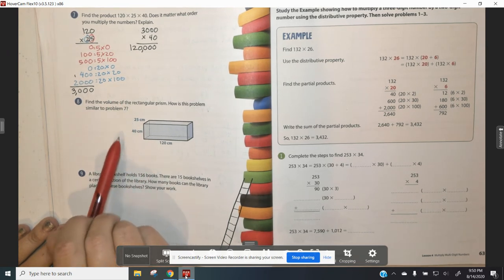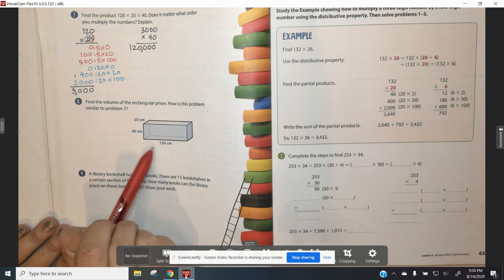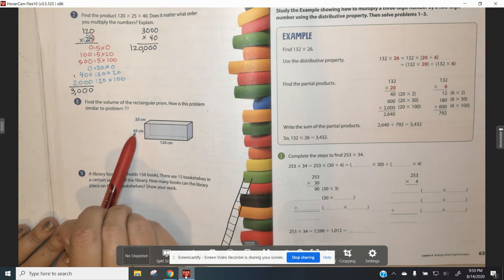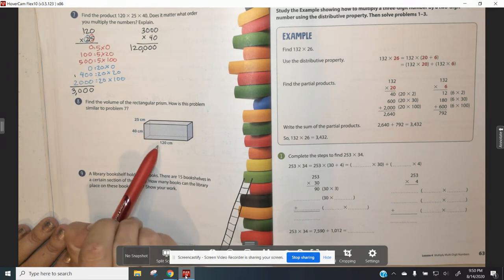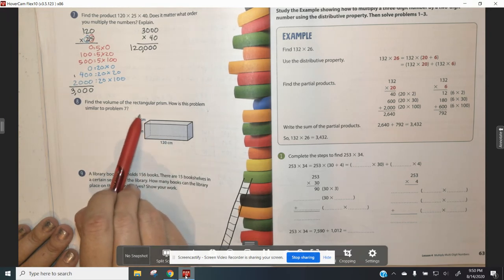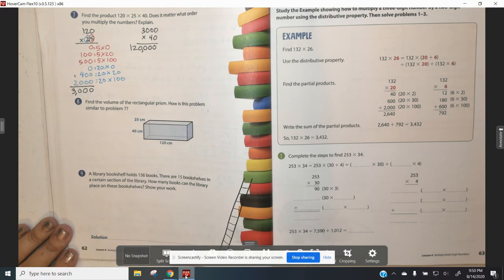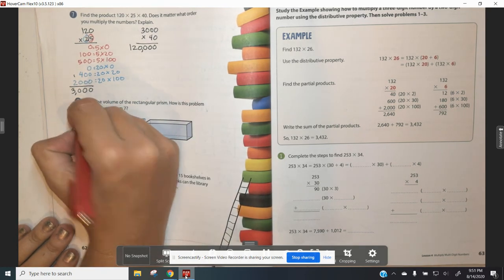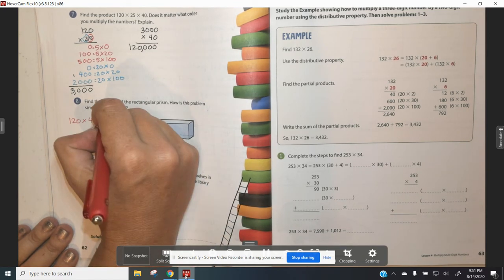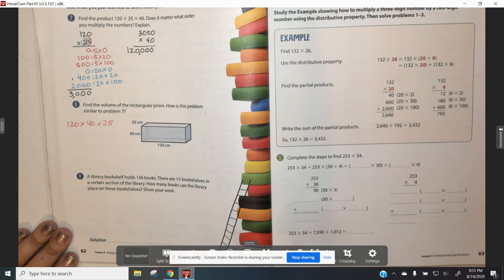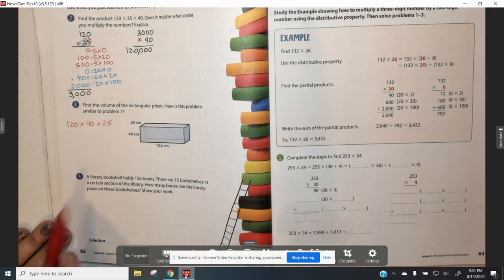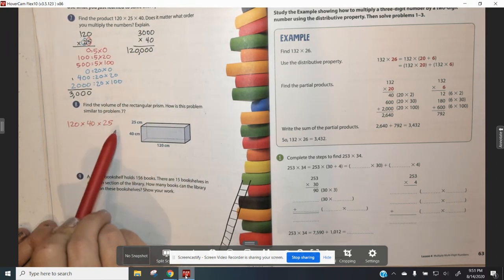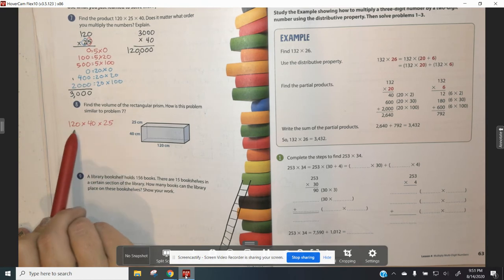When we multiply for volume, we do length times width times height. So if you look, we have 120 times 25 times 40. Where have we seen that problem before? 120 times 40 times 25. If you didn't recognize it, we just did this problem up here. But how is this problem similar? It uses the same factors.